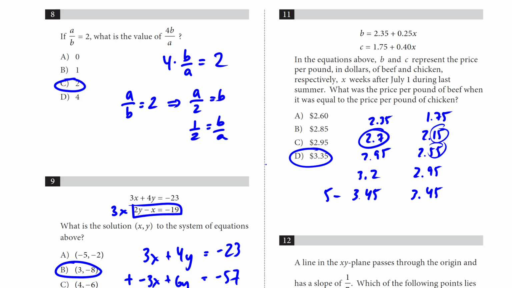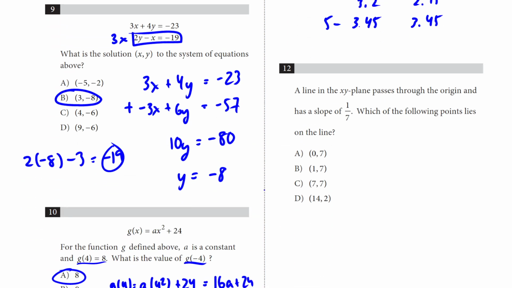12. A line in the xy plane passes through the origin and has a slope of 1/7. Which of the following points lies on the line? So 1/7 means that for every 7 it increases to the right, it goes up by 1. So 1,7 should be the correct answer here because this is a very, very small slope increase as a fraction.